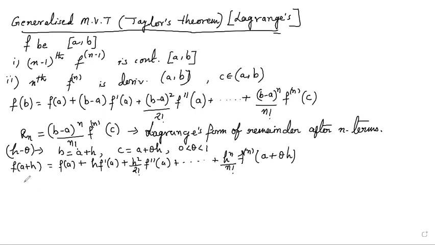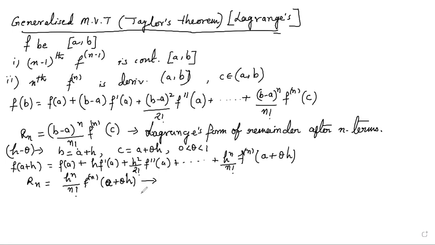Now here if I am going to write the remainder after n terms, then Rn becomes h to the power of n by n factorial f^(n)(a plus theta h). All right. So this is the Rn in h theta form.